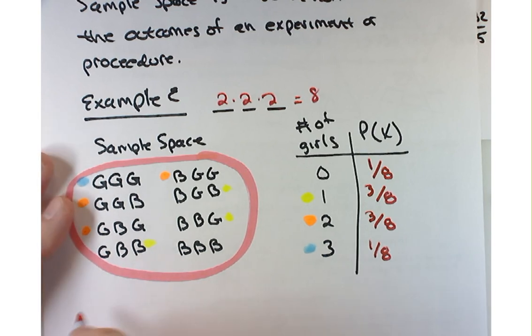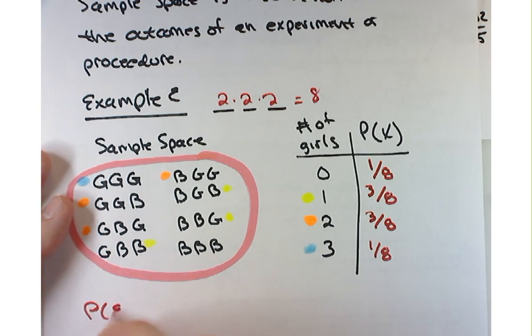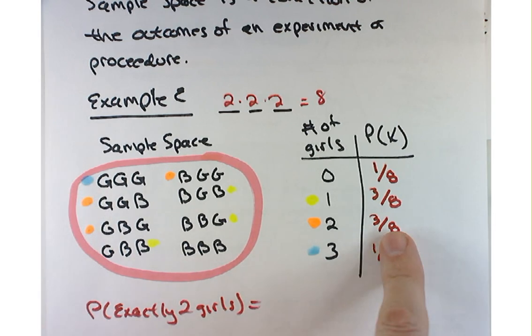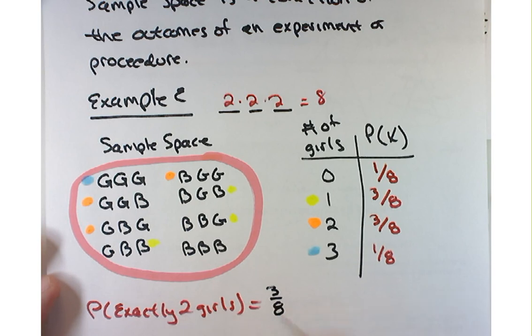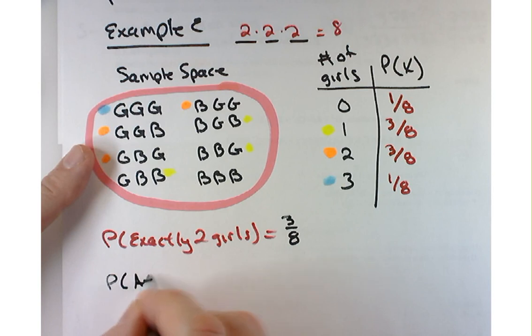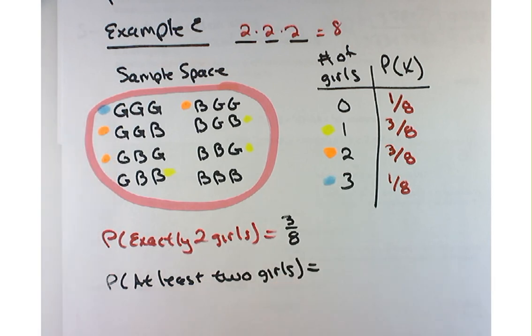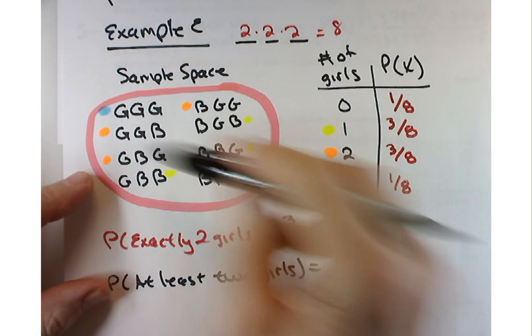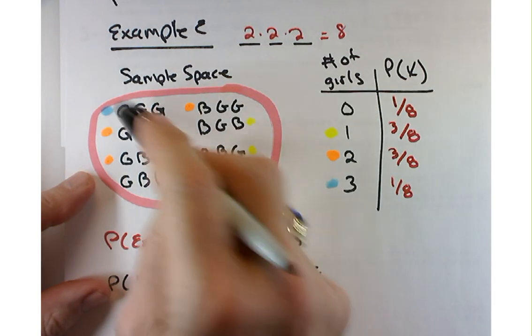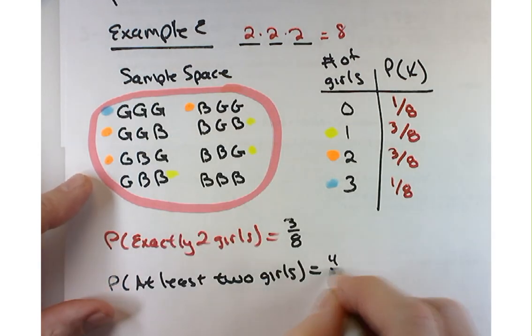Problem E asks you 2 questions. It asks you for the probability of exactly 2 girls. And we've already got that probability, right? That probability was 3 out of 8. But what if I change that to probability of at least 2 girls? How would that change the calculation? 4 out of 8. 4 out of 8, good. Because you'd have all 3 of the orange dots plus the blue dot. And that gives you a total of 4 dots out of 8.